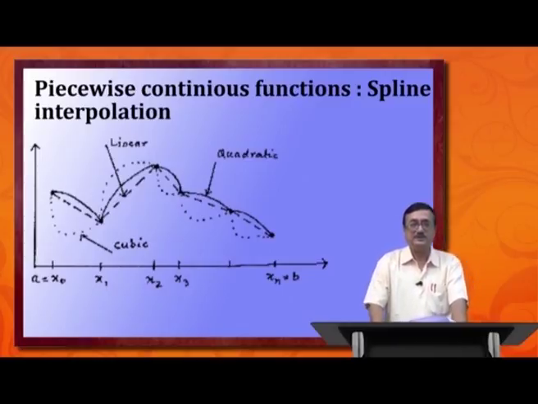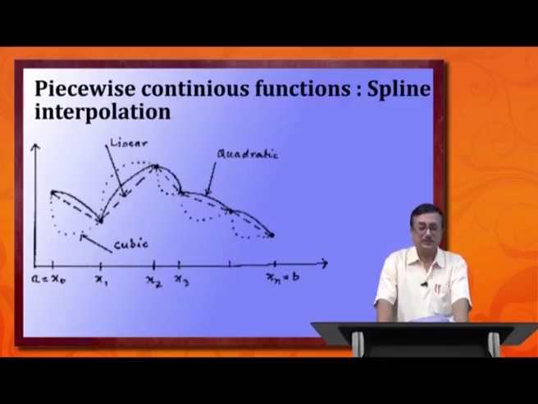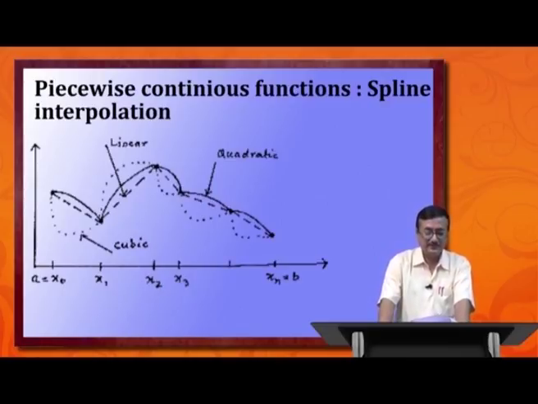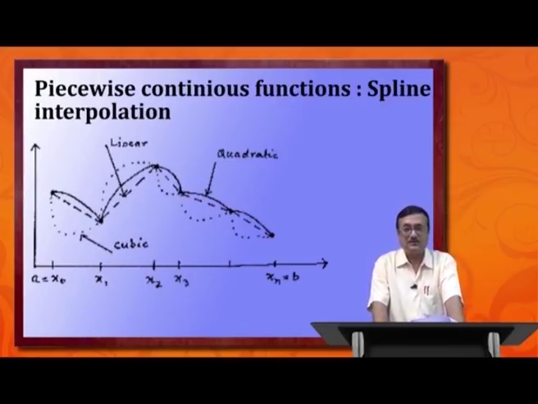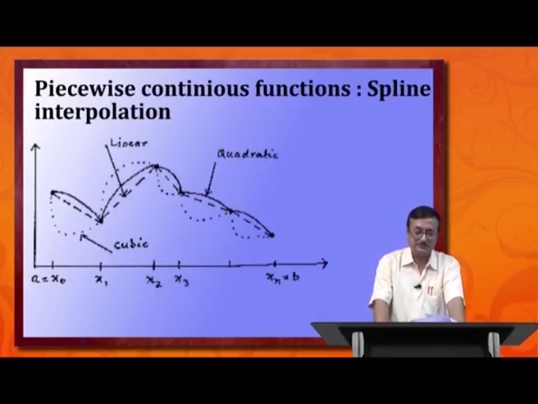Dotted points are the nodal points. The dotted straight lines are the linear curve. The unbroken curve is the quadratic curve, while the dotted curve is the cubic curve. The points x0, x1 up to xn are called the nodal points, nodes, or grid points or breakpoints. The function consisting of polynomial pieces on the subintervals joined together at the nodes is called a spline function.